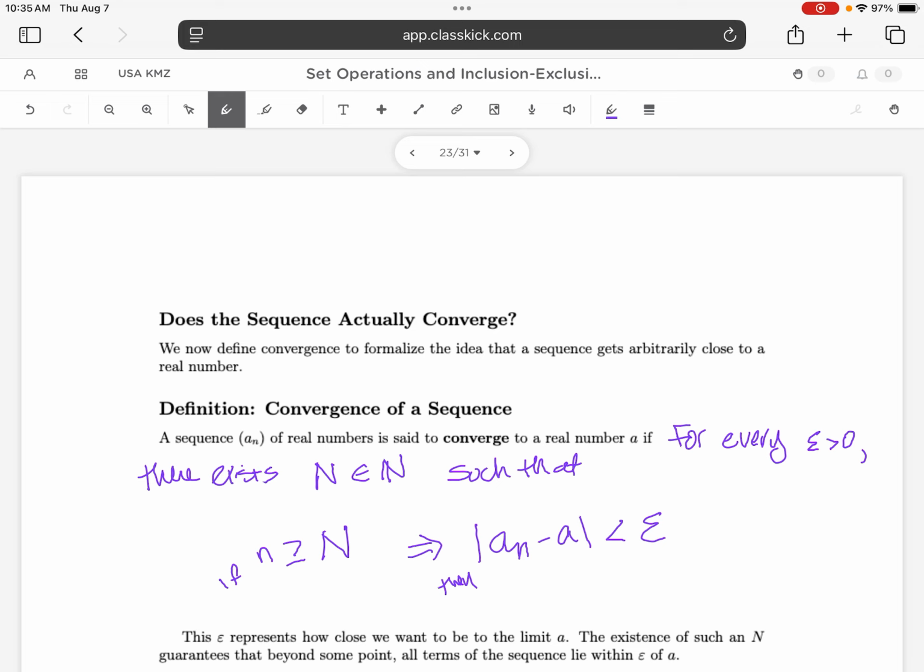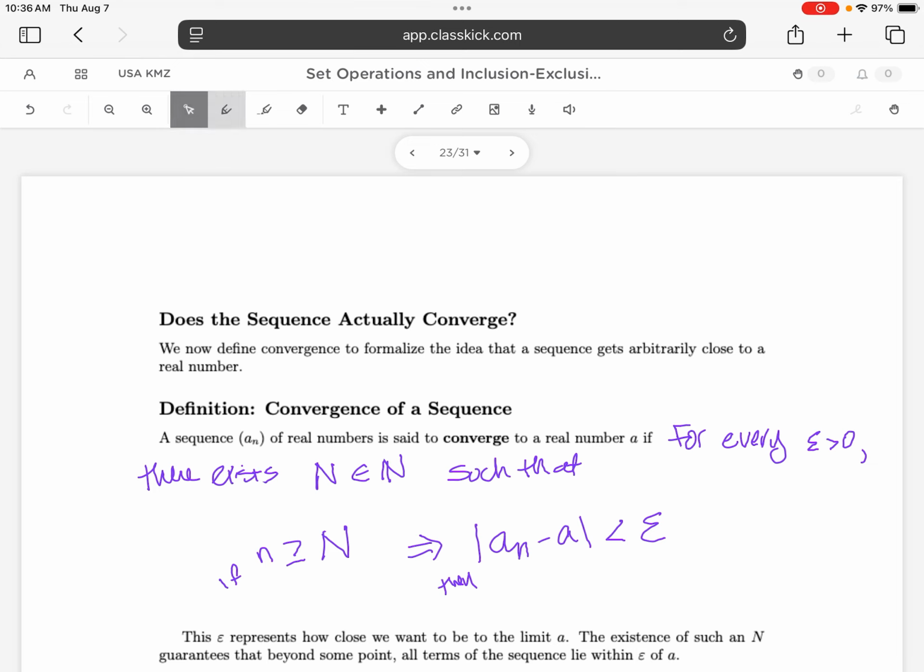All right, so really here, think of epsilon as being a teeny tiny number, right? Something very, very small. This epsilon represents how close we want to be to that limit, how good we want our approximation to be. The existence of such a big N guarantees that beyond some point, all terms in the sequence are going to lie within epsilon of our chosen value.